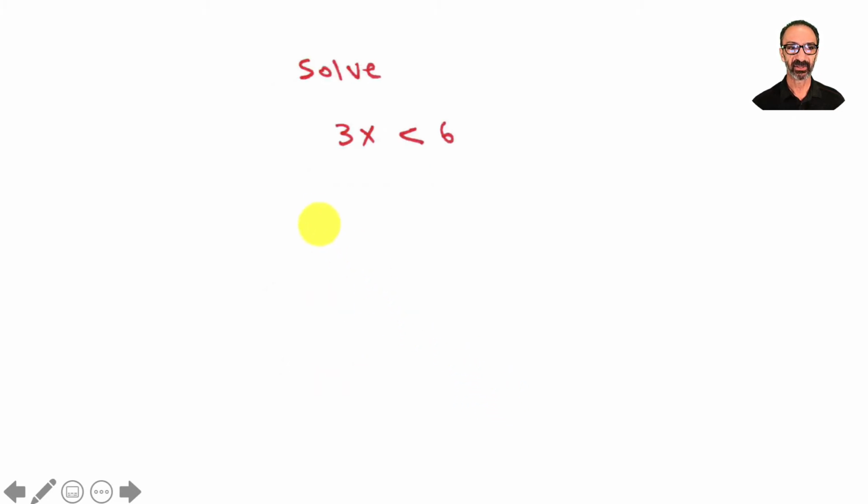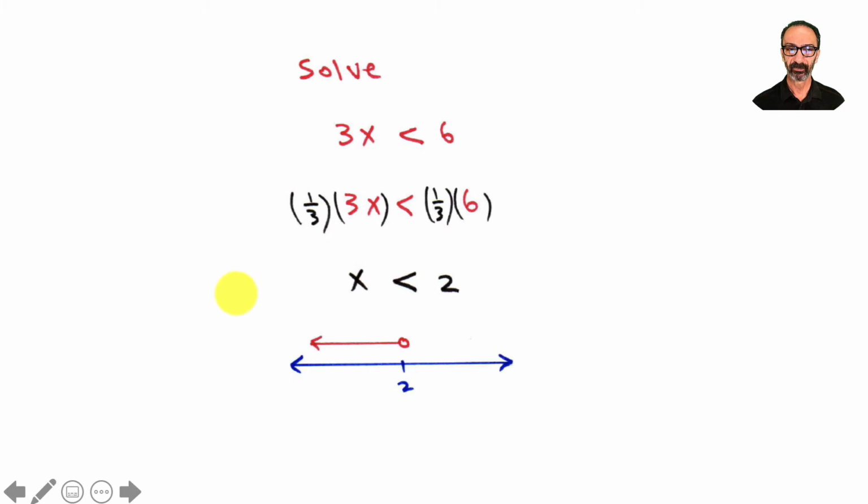In this case, we're going to divide both sides by 3, or we're going to multiply both sides by 1/3. And 1/3 is a positive value, so the inequality is not going to flip. As you can see, I'm multiplying both sides by 1/3. This will cancel, and we'll leave x alone. And 6 over 3 is 2, or 1/3 of 6 is 2. That's the answer as an inequality. That's the graph. And that's the set notation.